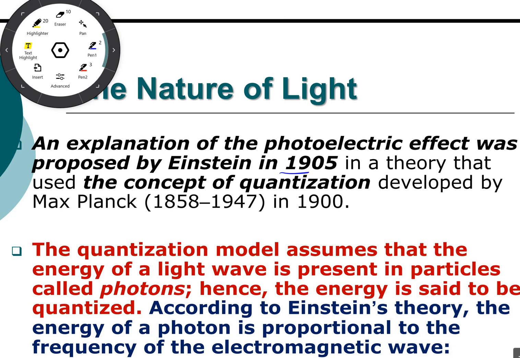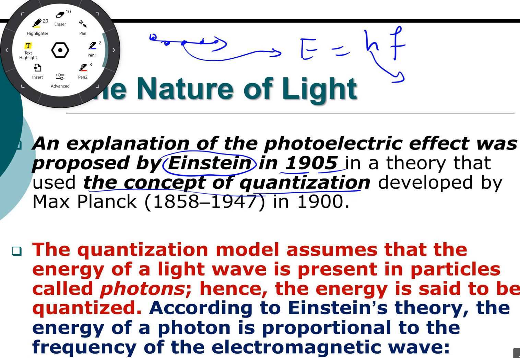In 1905, Einstein made an assumption. So he assumed that the light consists of quanta of energy. We call it in physics the concept of quantization. So instead of assuming that the light is a wave, he assumed that the beam of light consists of quanta of energies. Each quantum has energy h multiplied by f, where h is Planck constant and f is the frequency.